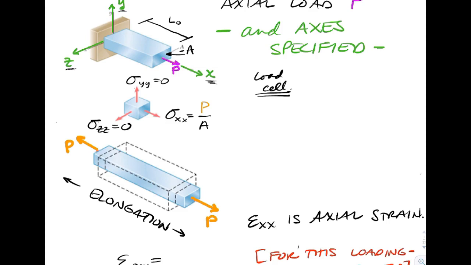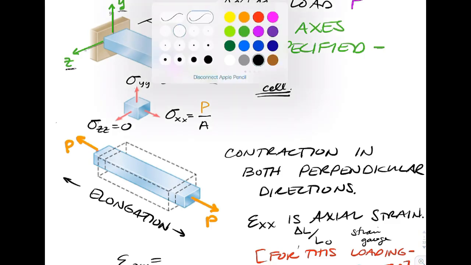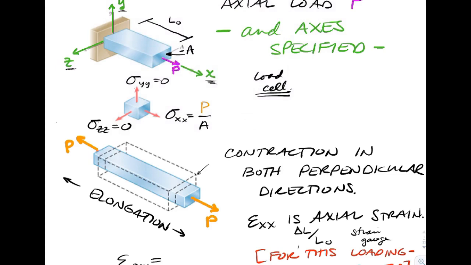And so that results in an axial strain epsilon XX. And that calculation-wise would be change in length divided by the original length. So you may have a strain gauge that's telling you this. Right, we've got in the perpendicular directions, you see the dashed original size, and now you've got some elongated and shrunk contraction in the perpendicular directions. And so we'll account for that here in just a moment.